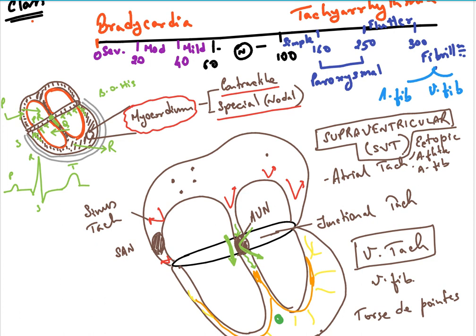Now, the first type of nodal tissue that you can talk about is the SA node. After the SA node comes the AV node, and after the AV node, the bundle of His. After the bundle of His there is the AV bundle, then the right bundle branch, then the left bundle branch, and then the Purkinje fibers. This is how the entire spreading is going on. This is how the specialized myocardium is present.